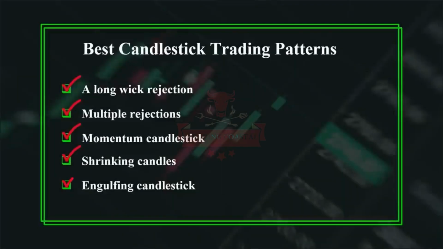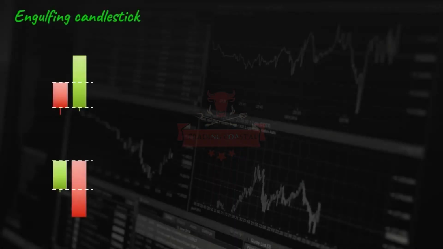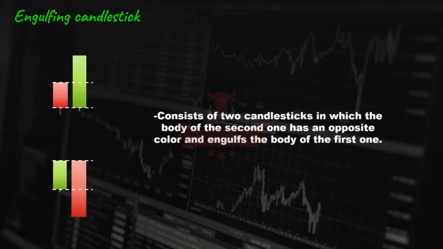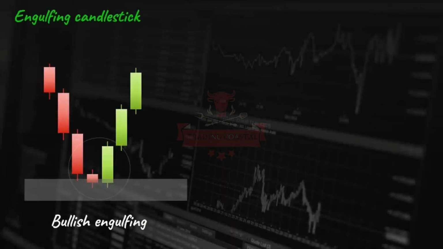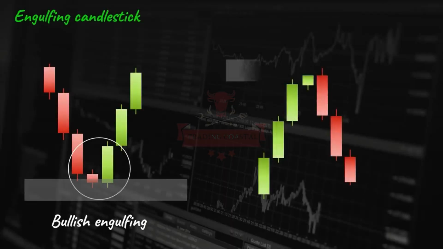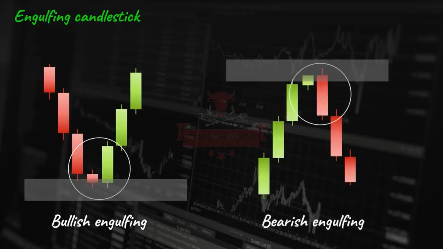Number 5. Engulfing Candlestick. Engulfing candlestick formation is one of the most powerful price action reversal patterns, which I'm sure you have all heard of. This pattern consists of two candlesticks in which the body of the second one has an opposite color and engulfs the body of the first one. Forming this pattern at the bottom of a bearish movement indicates a reversal to the upside. Forming at the top of a bullish movement indicates a reversal to the downside.